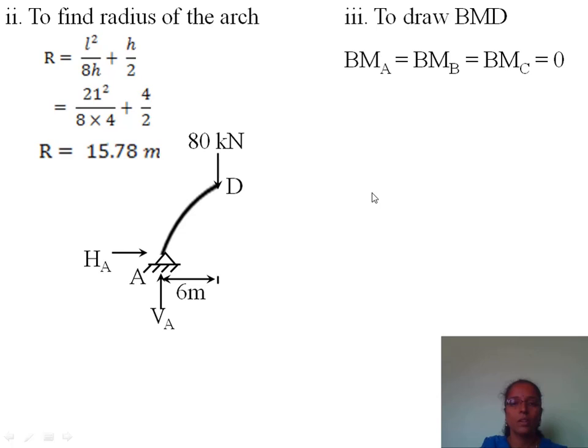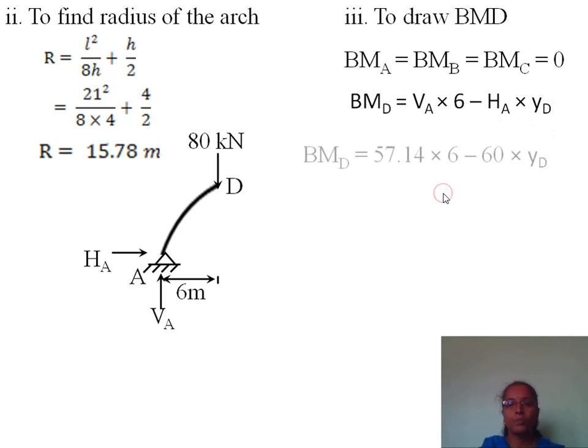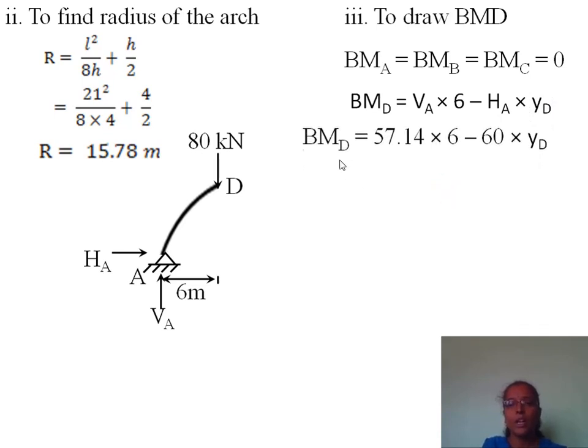If you take bending moment at D, that is given by VA into 6 meter. VA is the vertical reaction and the perpendicular distance is 6 meter, minus HA into YD. YD is the ordinate at D. We know the value of VA and HA, the only unknown is YD. So bending moment at D is 57.14 into 6 minus 60 into YD.